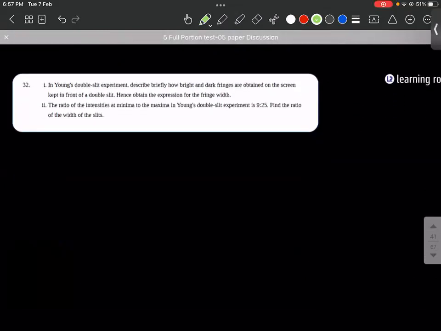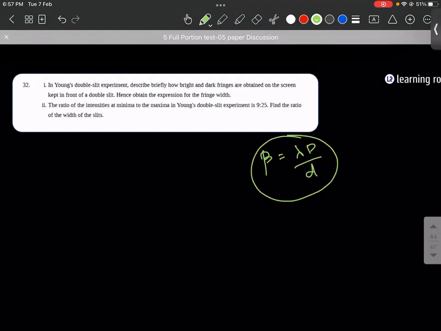Question 32. In Young's double slit experiment, describe briefly how bright and dark fringes are obtained on the screen kept in front of a double slit. So it's a theory question again. Hence, obtain the expression for the fringe width. So fringe width beta is equal to lambda into capital D divided by d. This one also, you can refer to the videos, or you can look at the solution sheet that will be shared.